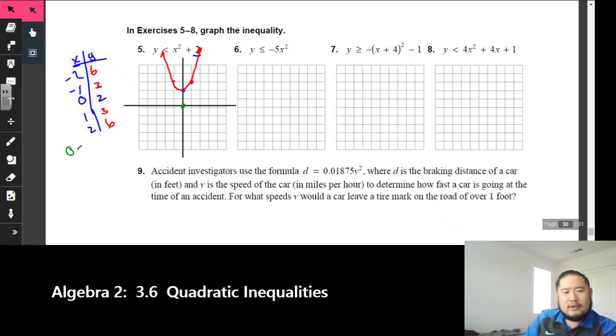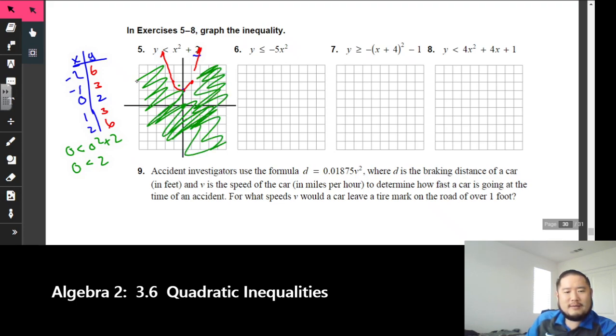So let's see. 0 less than 0 squared plus 2. 0 is less than 2. That does not look like a true statement. So I do not shade on the outside, where I must shade right here on the inside. Oh, sorry, 0 is less than 2. My bad. That is a true statement. We should be shading right here on the outside. Hopefully you caught that. 0 is less than 2, so there is your graph.